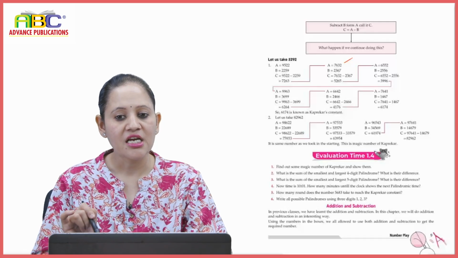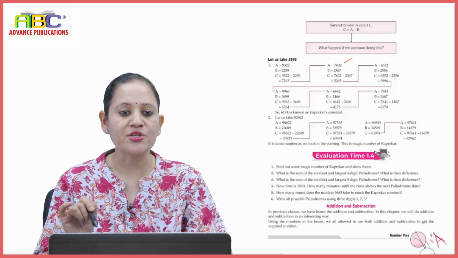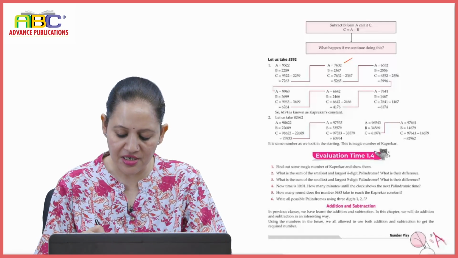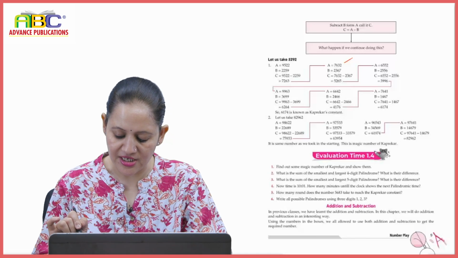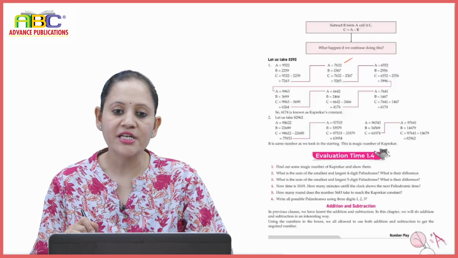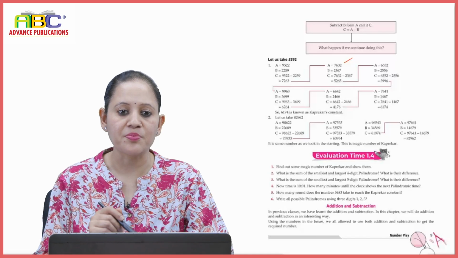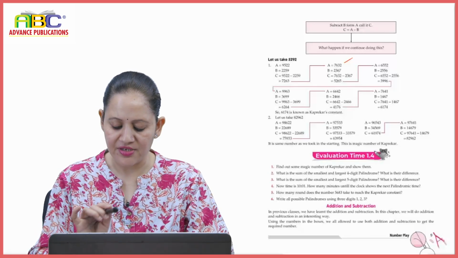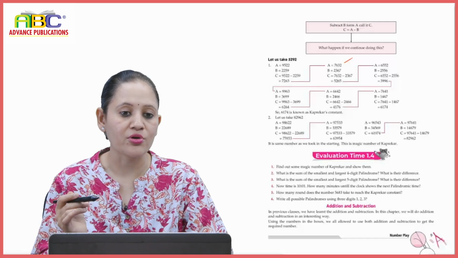We keep repeating this. हम इस process को repeat करते रहेंगे until we get the original number. हमारा original number यहाँ पे था 5292. So here the difference is 5265. We keep repeating this process. Last we get 6174. That is known as the Kaprekar constant.